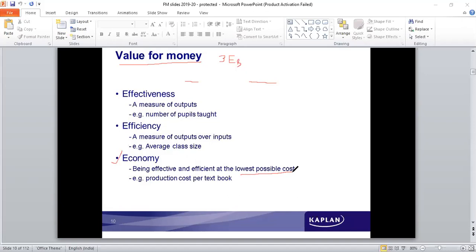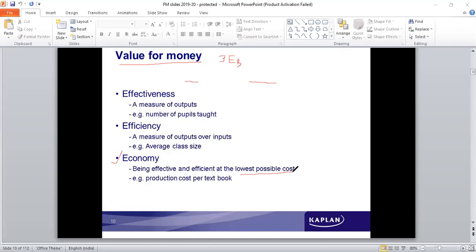Then, the cost which is spent, the inputs which are used or spent with an intention to achieve a specific objective. So as much as they are spending, are they getting anything in return is what is measured. Measure of outputs over inputs. Measure of outputs over inputs talks about efficiency. So as much as they are spending, are they getting anything in return is about the efficiency.